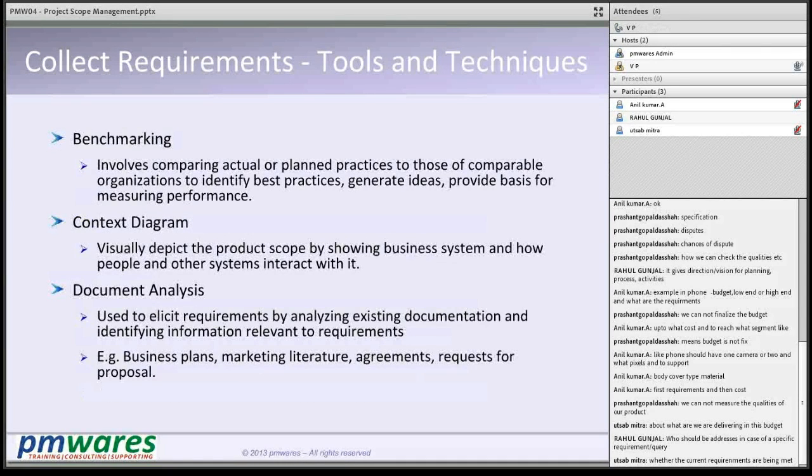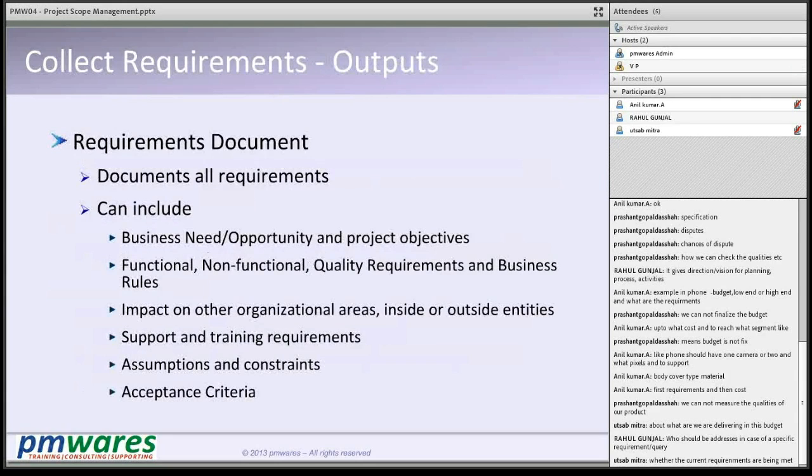Okay, benchmarking, context diagram, we all discussed. So we get the outcome as a requirement document, and the requirement document means all your business requirements, functional and non-functional requirements, quality requirements, supporting requirements, training requirements. In all the requirements, whenever scope comes into the picture, there are always assumptions and constraints. Document them. The key to bringing clarity in the scope is that you write down assumptions and constraints, and also write down the acceptance criteria for the requirements, not for the product but the requirements.